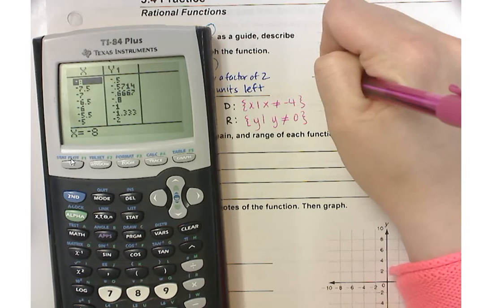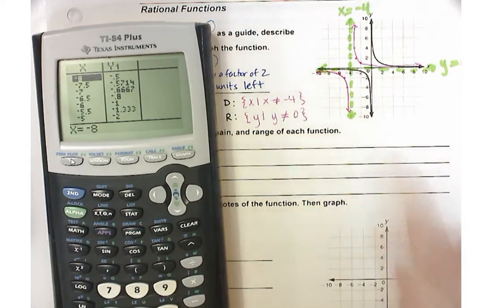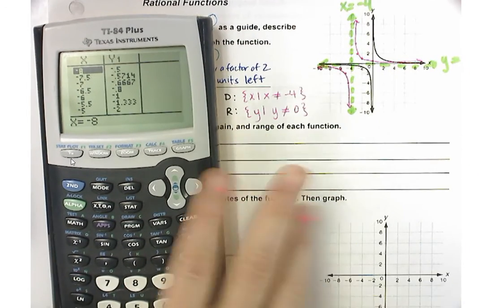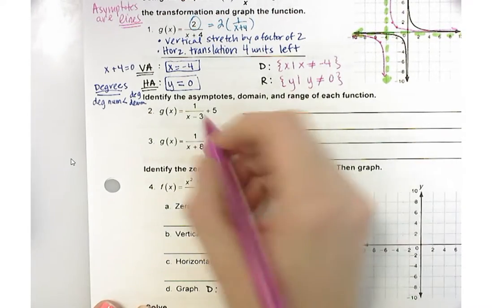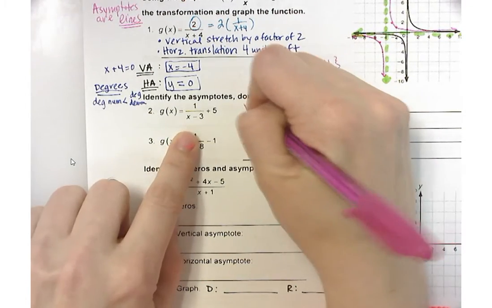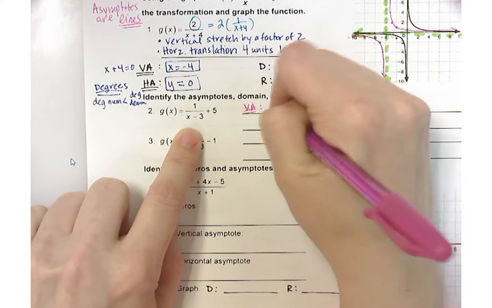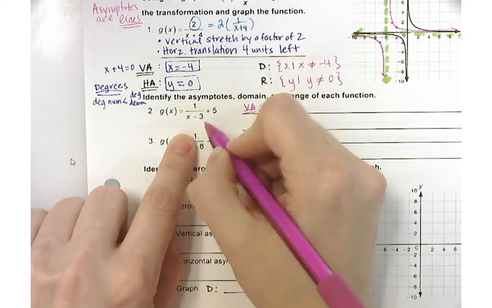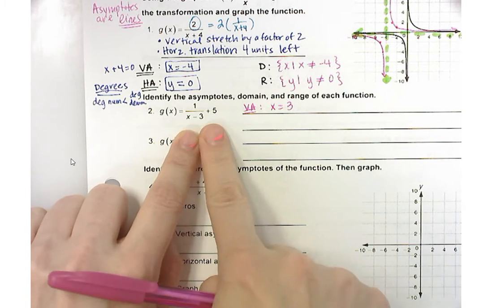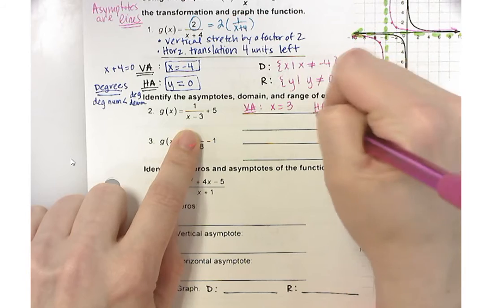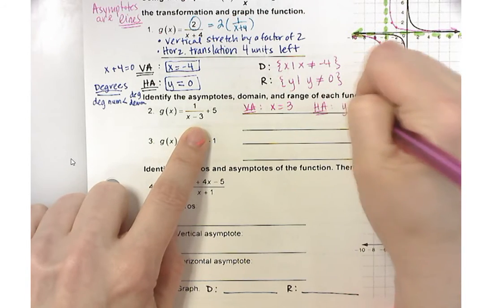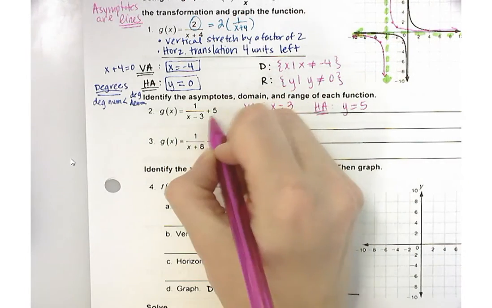All right, for number 2, identify the asymptotes, the domain, and the range of the function. So for the vertical, you're going to have x equals 3: x minus 3 equals 0, and then you solve. Now this is in a different form. Your horizontal asymptote is going to be y equals 5 because this is a vertical shift 5 units up. So that doesn't necessarily make you utilize the rules.